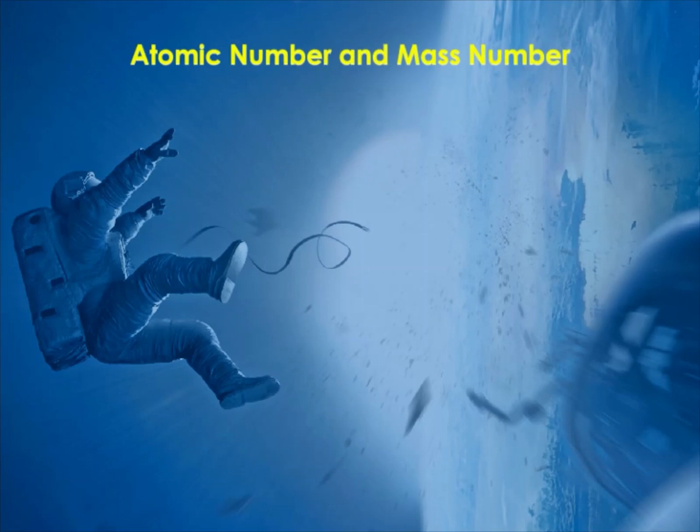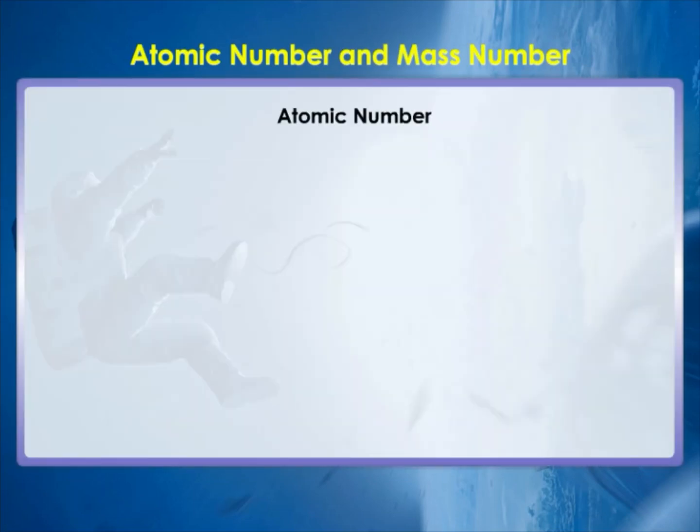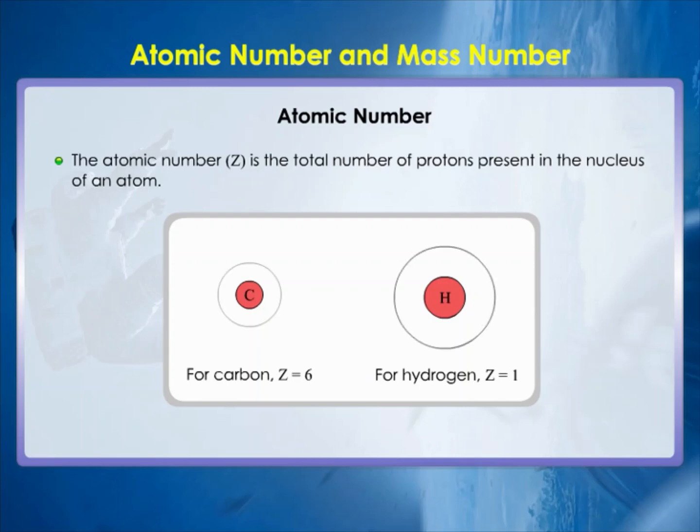Atomic number and mass number. Atomic number. We know that protons are present in the nucleus of an atom. It is the number of protons of an atom which determines its atomic number. It is denoted by Z. All atoms of an element have the same atomic number, Z. In fact, elements are defined by the number of protons they possess.